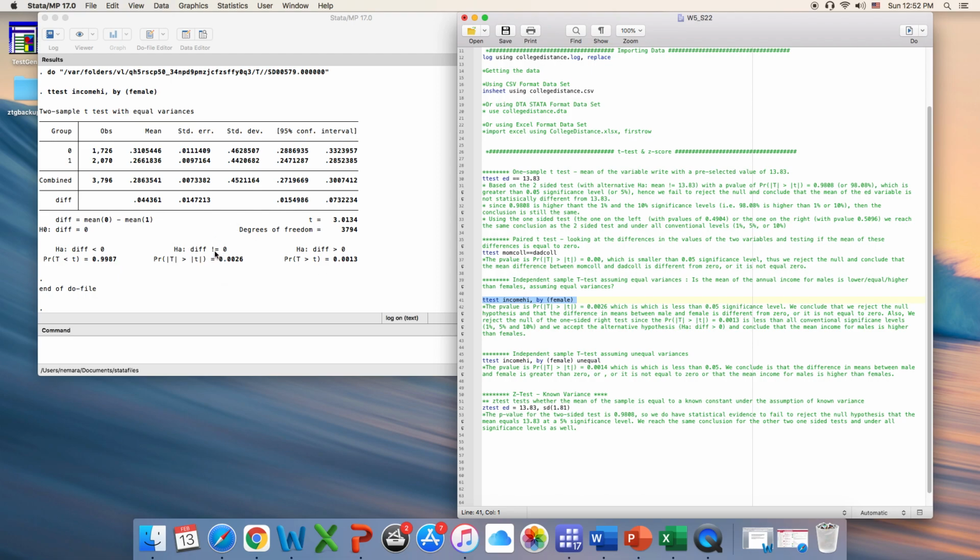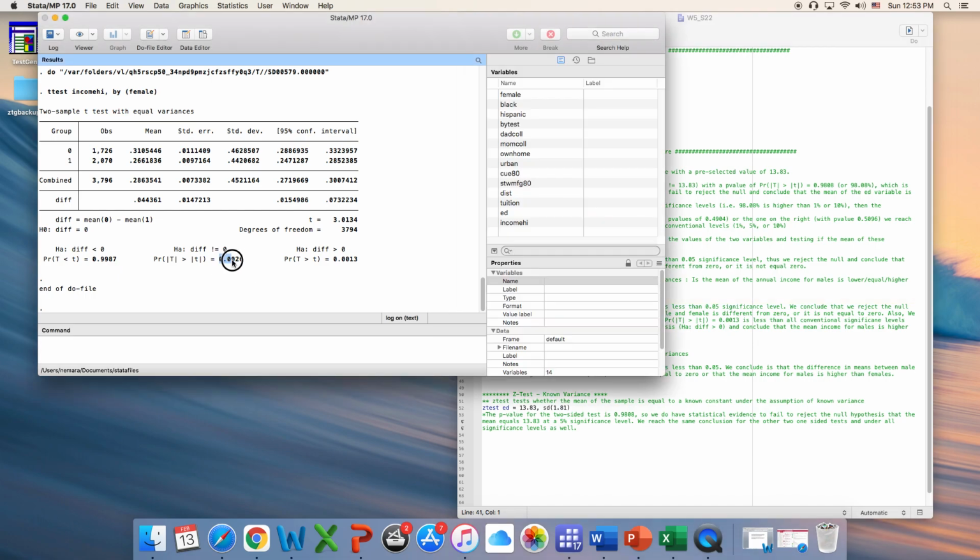And you have three different alternative hypotheses. The middle one is the default one, right? So whether it's equal to 0 or unequal to 0. And this one, whether it's equal to 0 or greater than 0. In other words, the mean of income for males is higher than the mean of income for females. And then the left test, the other one-sided test, is whether the difference is equal to 0 or less than 0, or in other words, the mean of income for females is higher than the mean of income for males.